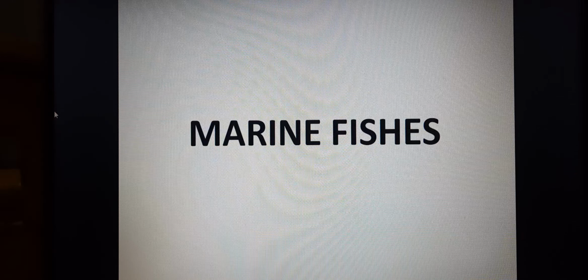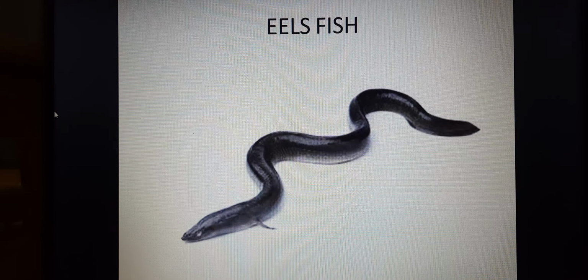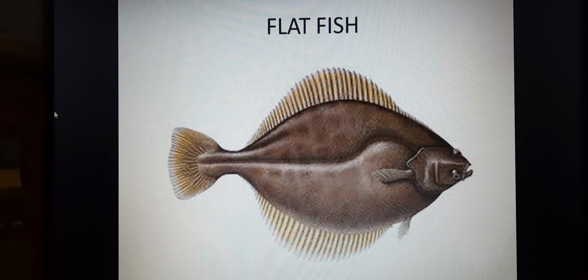Then these are the marine fishes. Some marine fishes: this is Bombay duck. This is generally found on our sea beaches and in the sea, that means where tourist places are maximum, we can get these fishes. This is eel fish. This is flatfish.